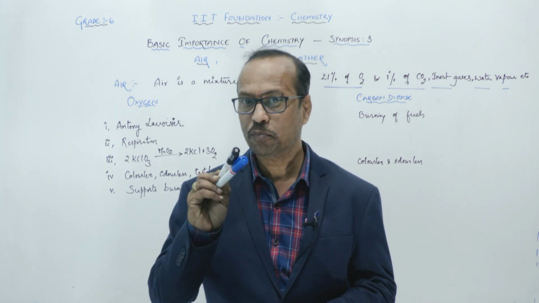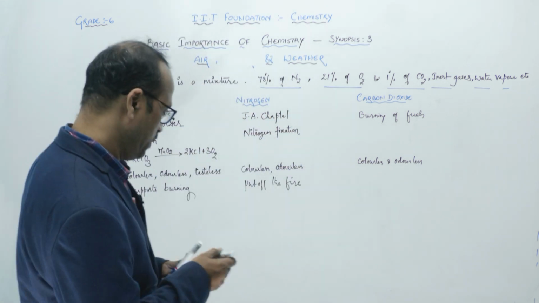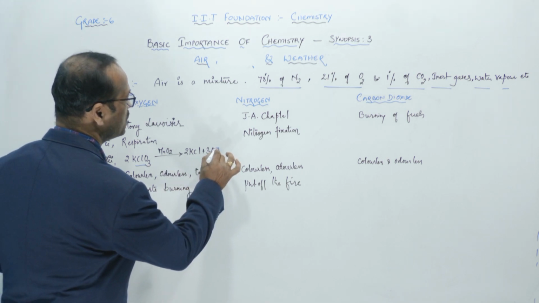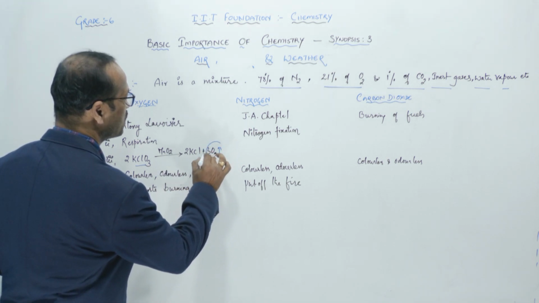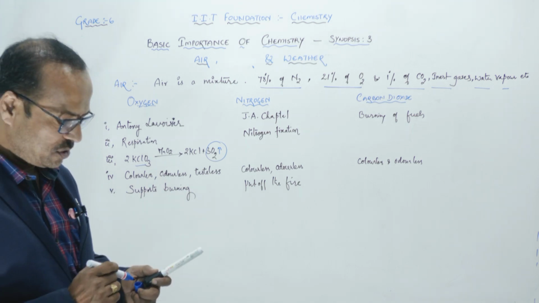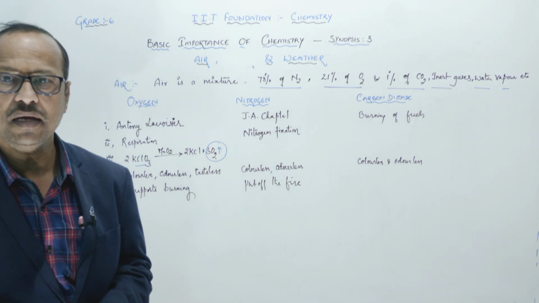Potassium chlorate's formula is potassium K, chlorate ClO3. On heating, potassium chlorate gives off oxygen. So oxygen is released on heating, and potassium chlorate decomposes into potassium chloride and oxygen.